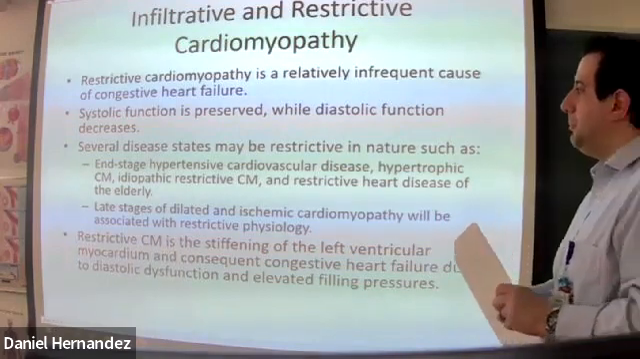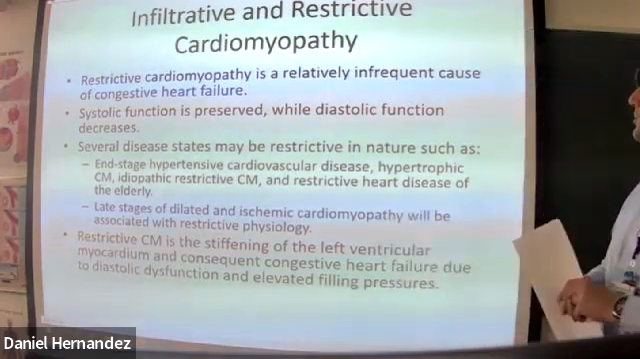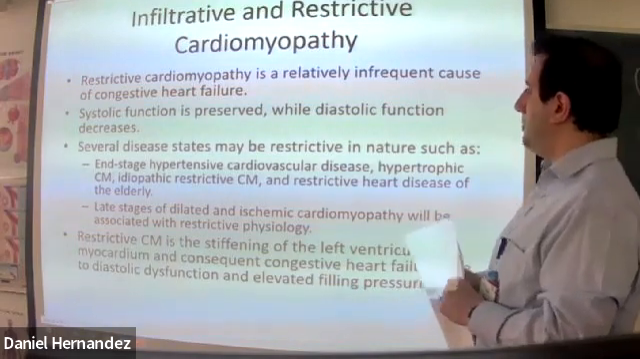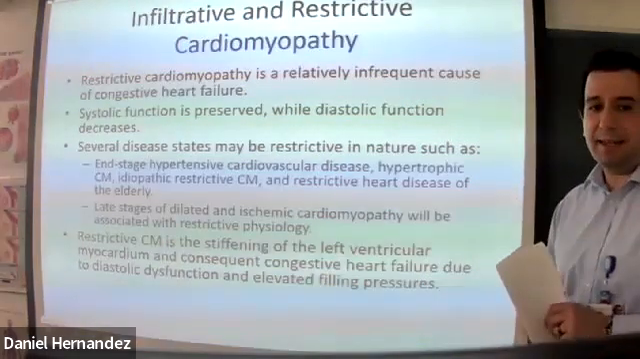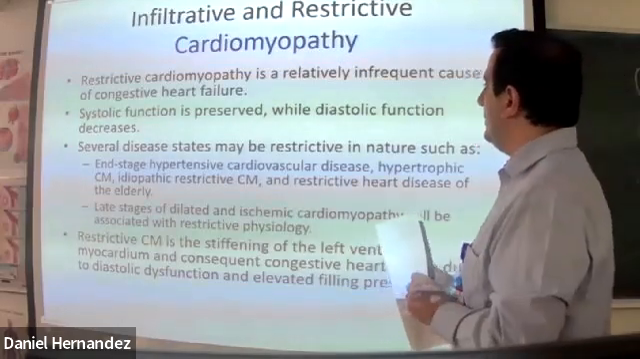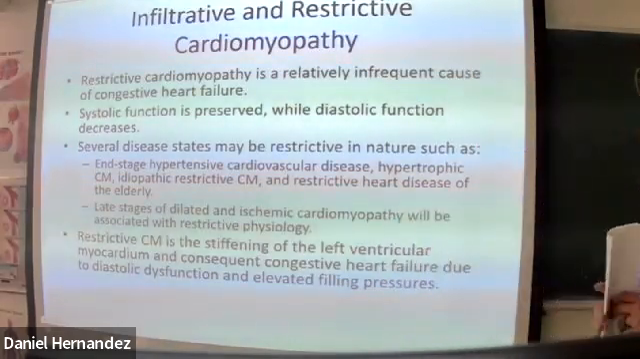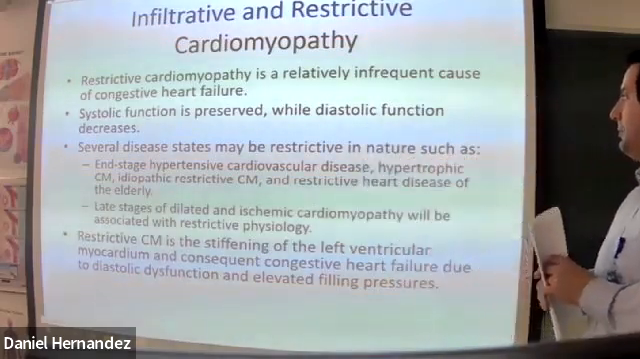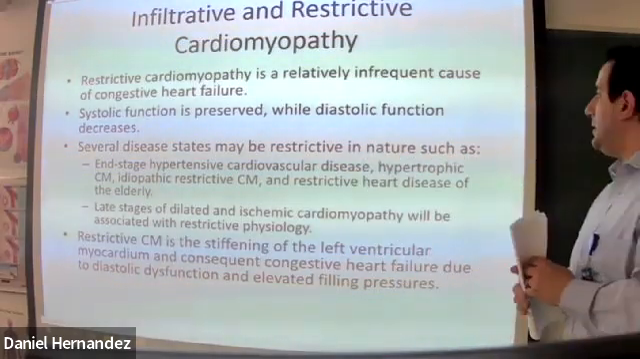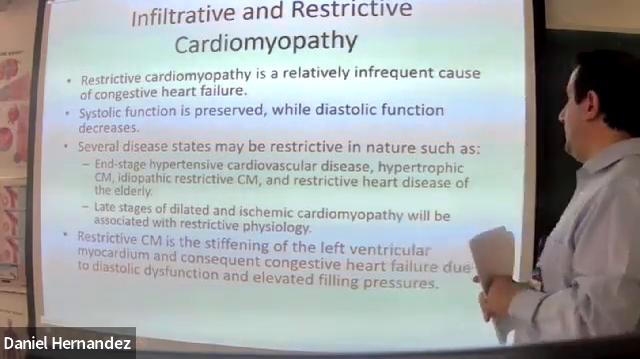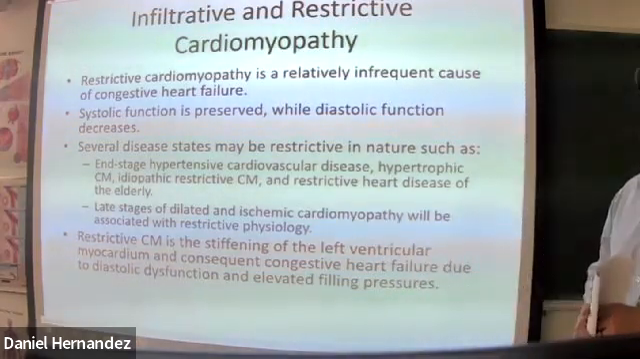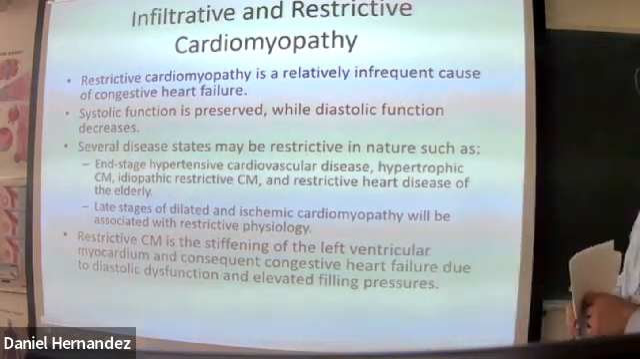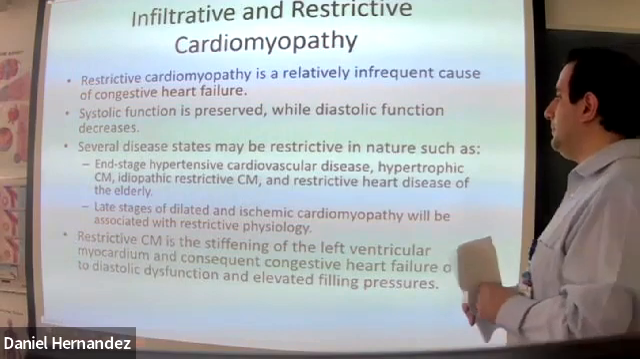So the primary characteristic of these two, infiltrative and restrictive cardiomyopathy, is that systolic function is preserved. So in these patients, they have normal ejection fractions, they have normal myocardial contractility, so the ventricles are able to contract normally, but they suffer from diastolic dysfunction. So this is a diastolic form of cardiomyopathy that eventually leads to a diastolic heart failure.